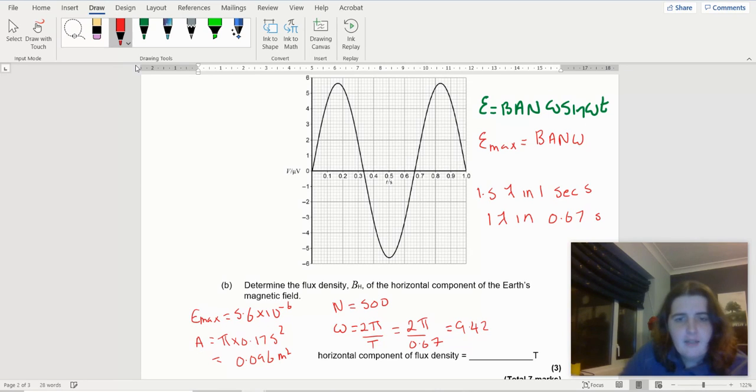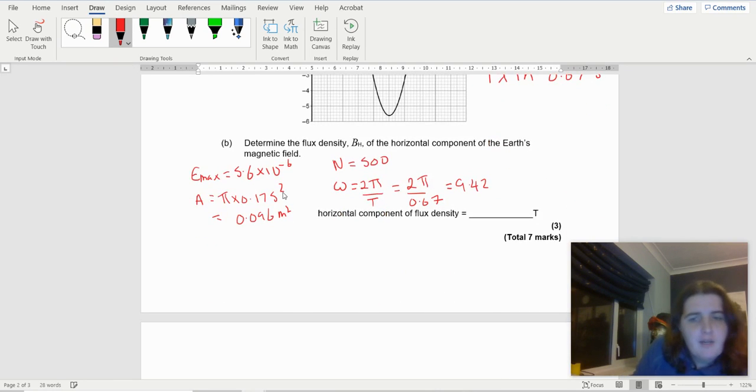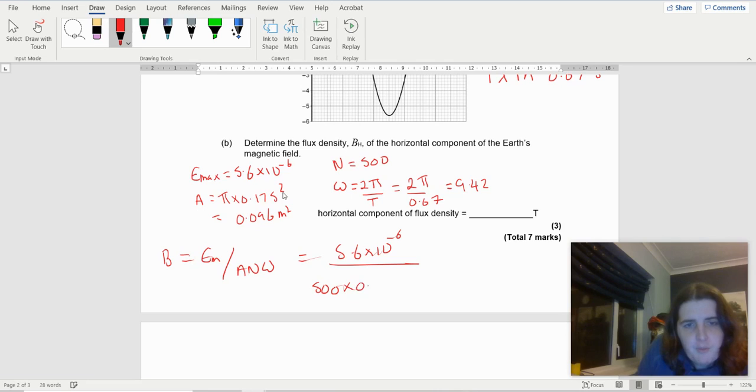So here, if I just zoom down a little bit, B is going to be equal to Emax divided by A N omega. So it's going to be 5.6 times 10 to the minus 6 all over 500 times 0.096 times 9.42. So 5.6 times 10 to the minus 6 divided by the answer, divided by 500, divided by 0.096, and I get an answer of 1.24 times 10 to the minus 7 Tesla.